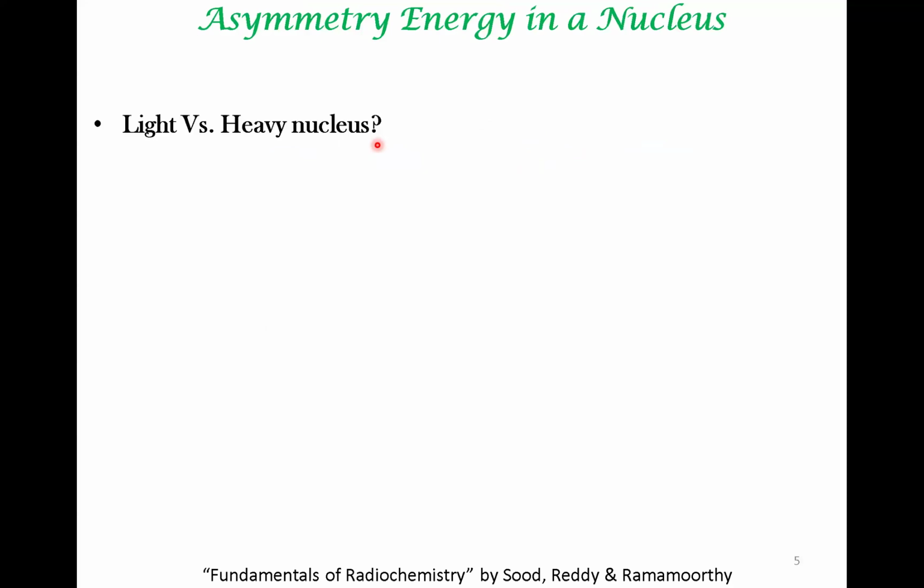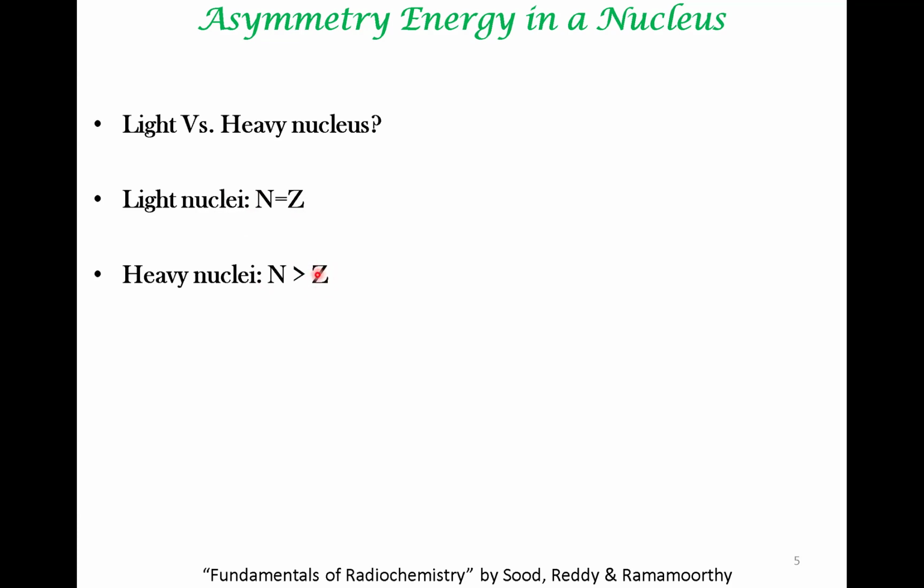Then there is something called asymmetry energy in the nucleus. This is because of the difference in the number of neutrons and the number of protons in the nucleus. In light nuclei, the number of neutrons is the same as the number of protons. Okay, so we have seen this in a previous lecture. However, when you have heavier nuclei, the number of neutrons is much more than the number of protons.